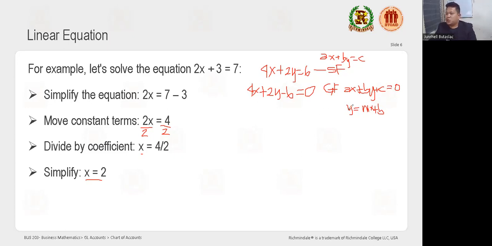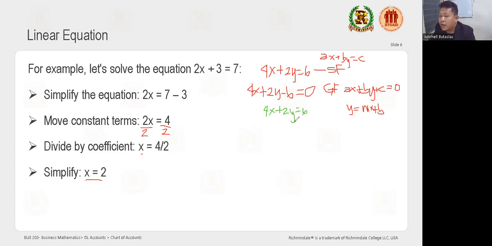So let's convert this into slope-intercept form. So 4x plus 2y minus 6. So let's say we follow the standard form. Okay. So if we'll use the standard form, I think I better use another color. So 4x plus 2y is equal to 6.